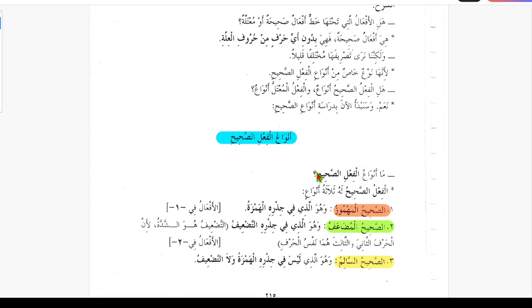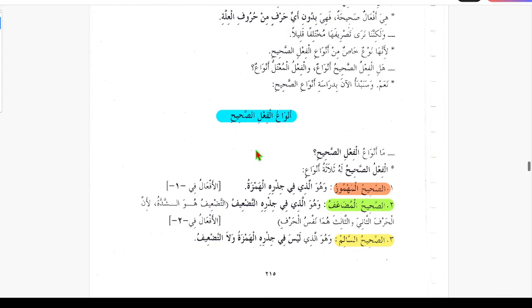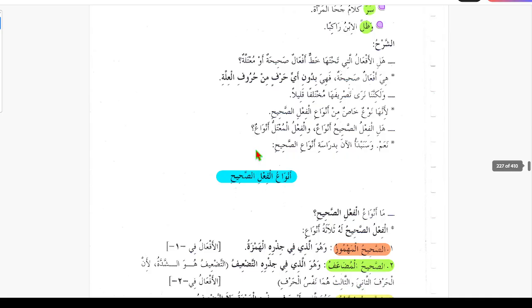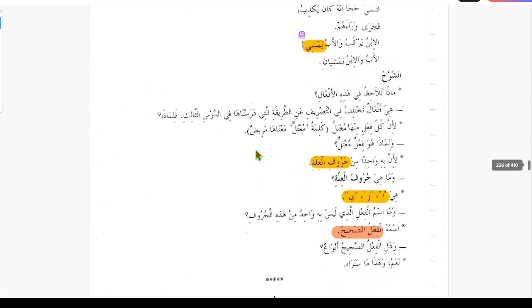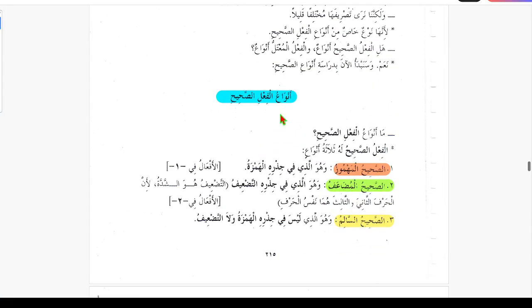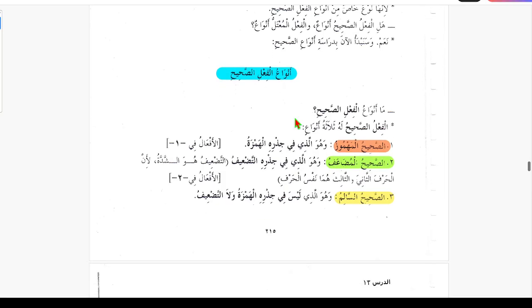Bismillahirrahmanirrahim. We are studying lesson number 13 and we are studying the kinds of the verbs. There are two types of verbs: Fe'lus sahi, which is the correct verb, and the other one is fe'lul mutal, which is the defective verb. So the fe'lus sahi we studied in the last session. We studied that fe'lus sahi is of three kinds.